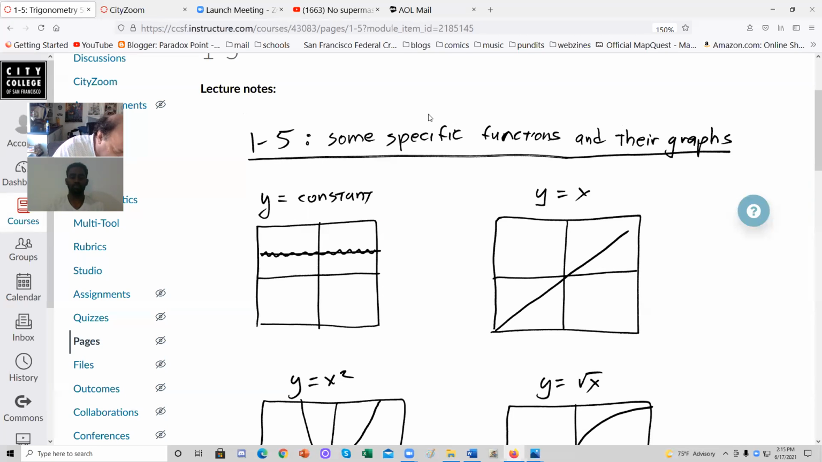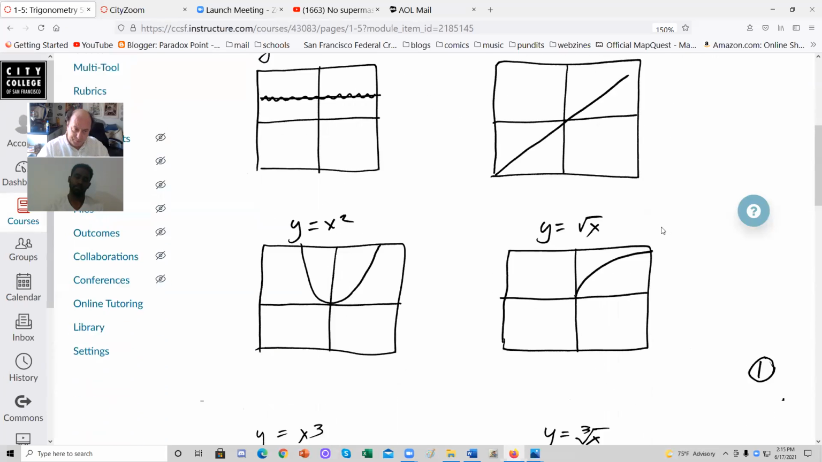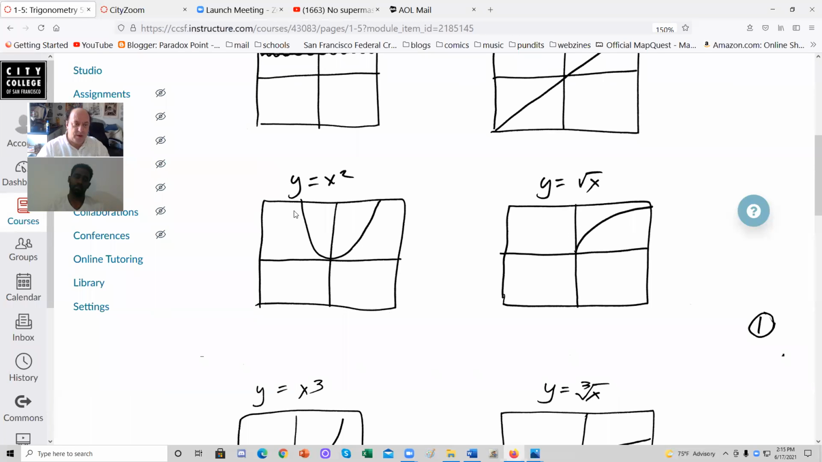Y equals x, identity function. Y is identical to x. Its graph is a diagonal line at an angle of 45 degrees. It goes through 0, 0, slope of 1. Y equals x squared is a graph of this U-shaped graph called a parabola.